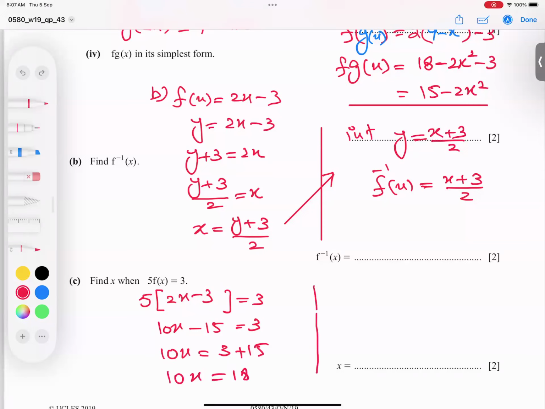Okay, now what to do onwards? It's very clear what I have to do. This 10 is multiplying, so it will divide on the other side.